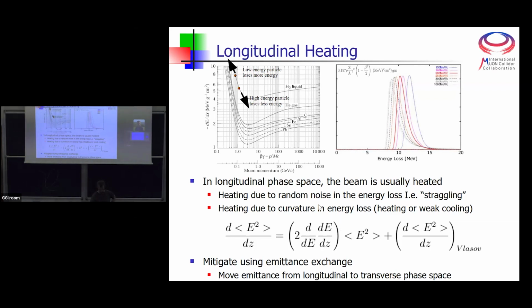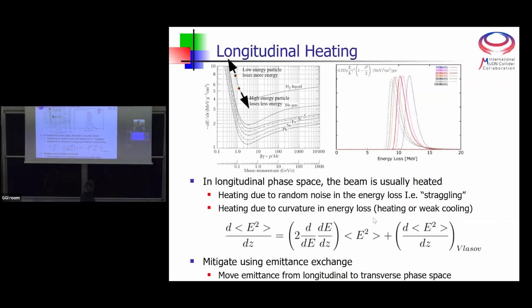We also have heating due to the curvature in the energy loss. So this is the Bethe-Bloch curve, the mean energy loss curve. You can see that a low energy particle will lose more energy if we're down here. A high energy particle will lose less energy. That means that the energy spread increases. This low energy particle gets to lower energy, and this high energy particle doesn't see so much energy loss. And so we actually get this longitudinal emittance heating term. Okay. So we can mitigate that using emittance exchange. I'll come to that in a moment.